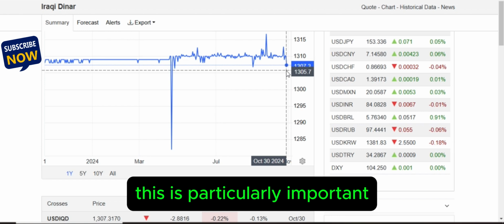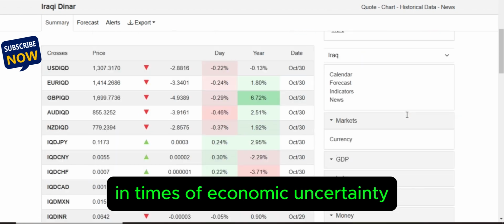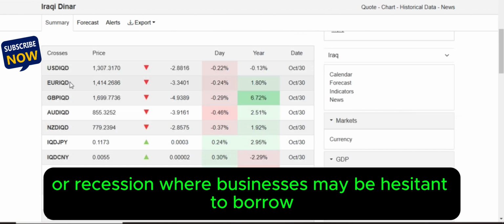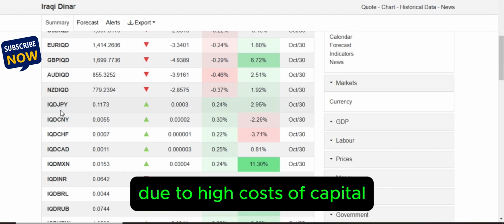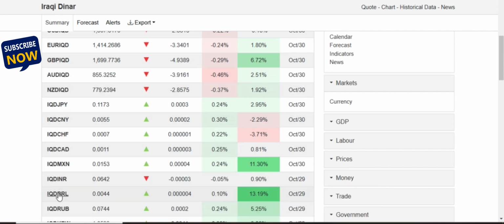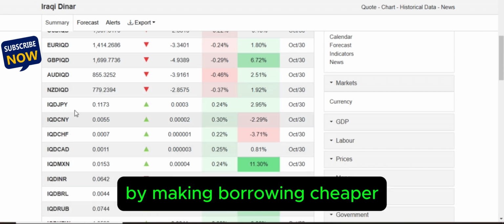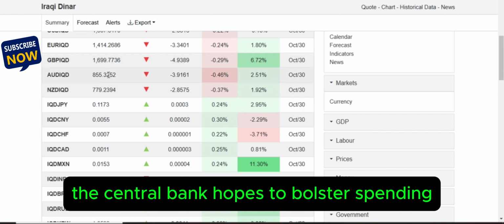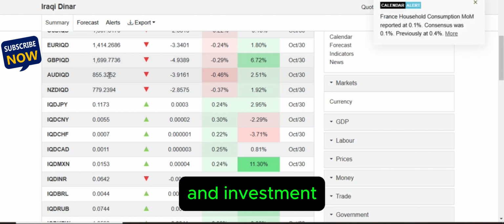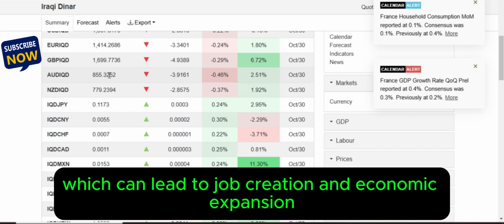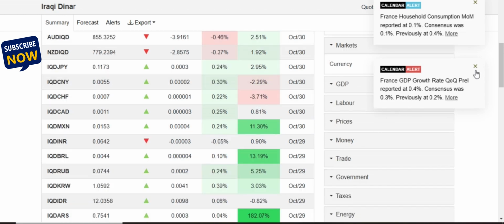This is particularly important in times of economic uncertainty or recession, where businesses may be hesitant to borrow due to high costs of capital. By making borrowing cheaper, the central bank hopes to bolster spending and investment, which can lead to job creation and economic expansion.